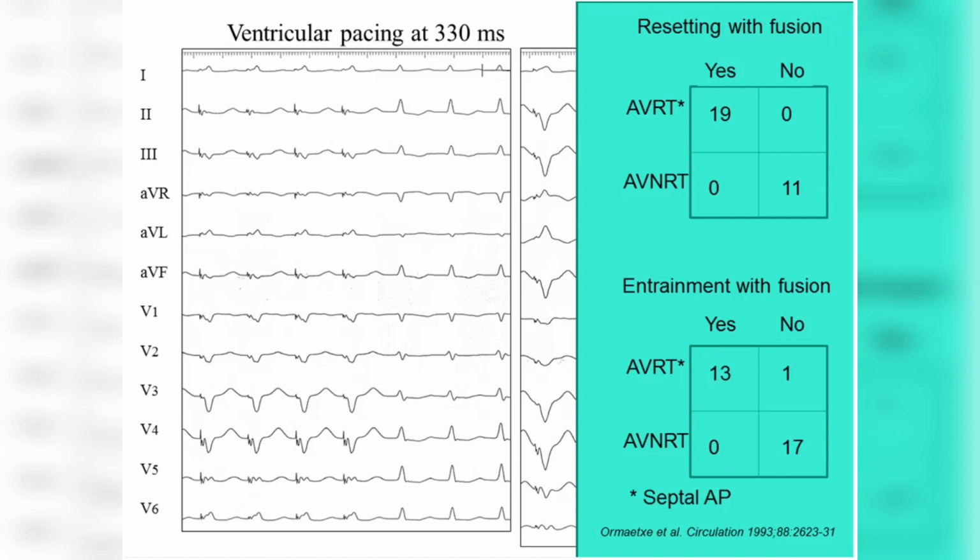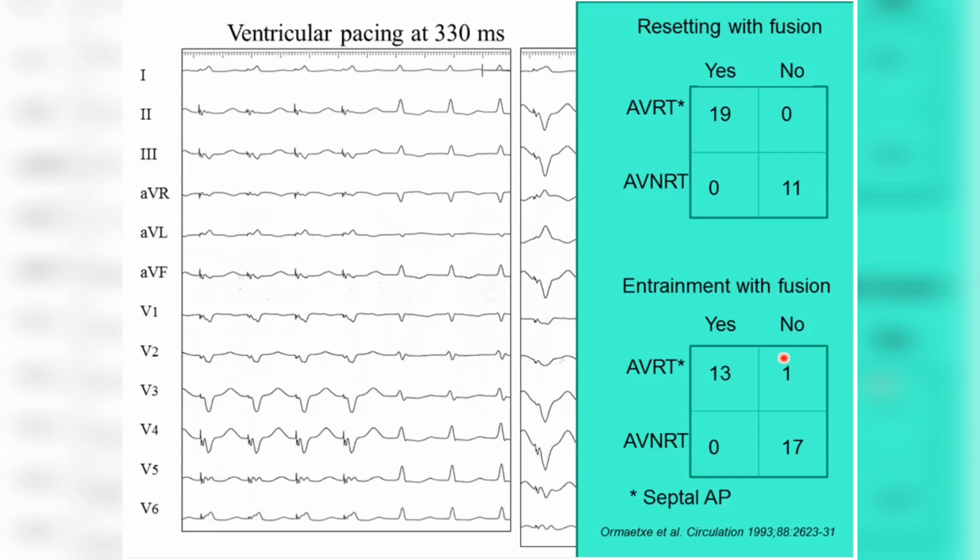With a septal accessory pathway, you usually see fusion, but as Fernando mentioned, occasionally you may not see it. And that is because you are pacing too fast. You would like to try to pace as slow as possible.